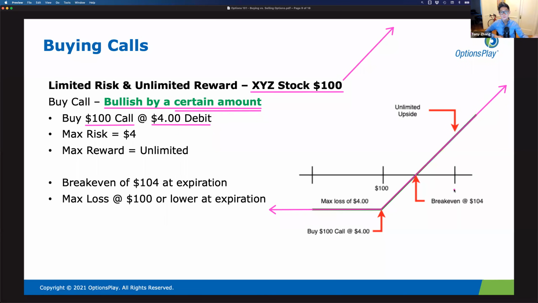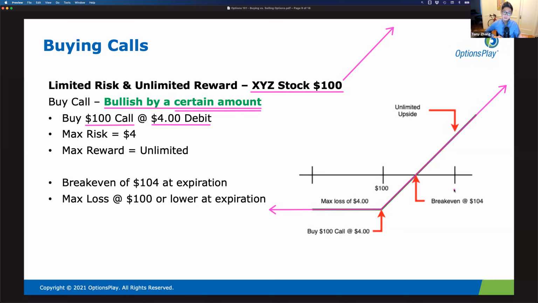Doesn't that sound great, right? I mean, why wouldn't I always do this? Why would I ever buy a stock and risk a full $100 and have to put up $100? And that's a great question. The downside to this strategy really comes from the fact that you have to pay the $4 a share to get into the contract. And that is what you have to overcome in order to break even on this trade.